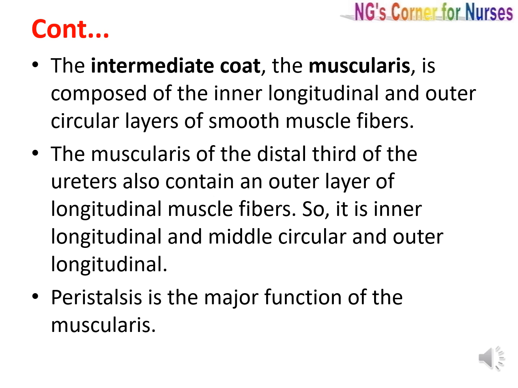The intermediate coat is the muscularis. It is composed of inner longitudinal and outer circular layers of smooth muscle fibers. The muscularis of the distal third of the ureter also contains an outer layer of longitudinal muscle fibers. So, it is inner longitudinal, middle circular and outer longitudinal. And peristalsis is the major function of the muscularis.